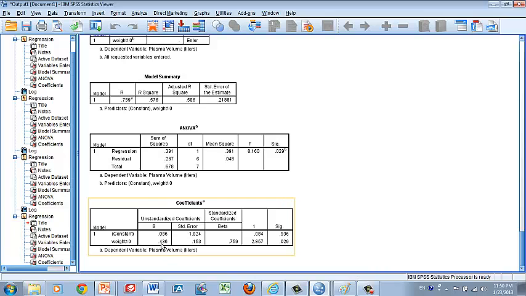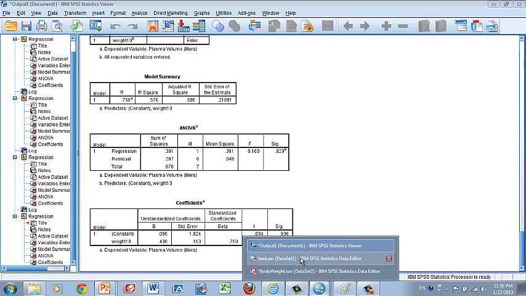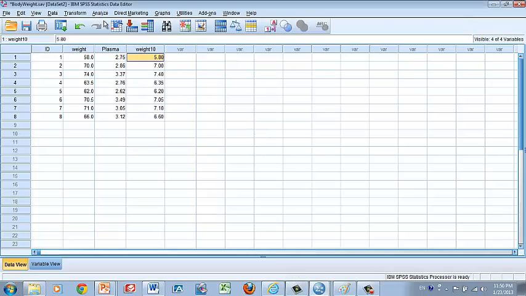And does it make sense? So now we say there is a 0.436 liter increase in Y for a 10 kilogram increase in body weight. And let's see what happens if we change the dependent variable's unit.